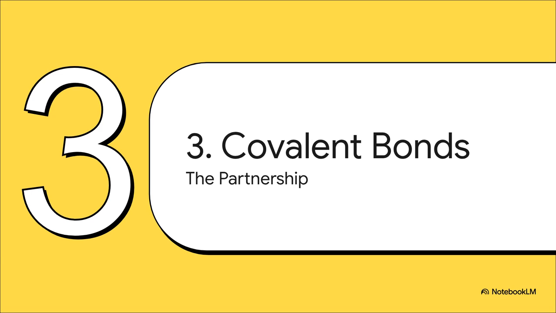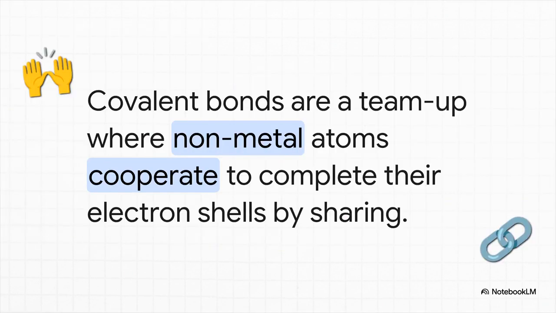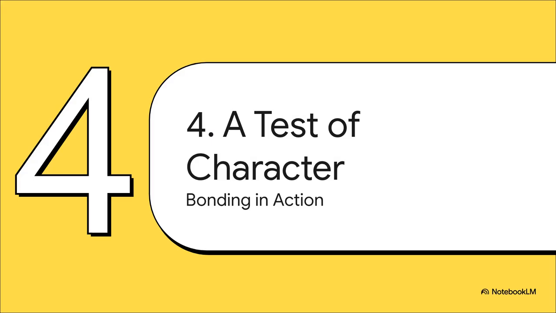This is what forms a covalent bond. And our star player here is water, H2O. Oxygen needs 2 more electrons to be stable, and each of the 2 hydrogens needs 1. But nobody here is just going to give their electrons away. So they work out a deal. They decide to share. Oxygen shares an electron with each hydrogen, and each hydrogen shares its electron back with the oxygen. By forming these shared pairs, everybody gets to feel like their outer shell is full. It's a total win-win. And that, in a nutshell, is a covalent bond. It's not a giveaway, it's a team-up. It's a cooperative agreement where atoms work together to get stable. A true partnership.